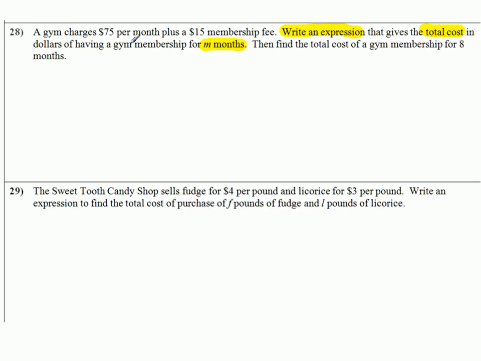So the gym charges $75 per month. As soon as I see where it says month, I'm going to put the letter M. So when I write this, $75 per month, that's where the M is going to go. This is part A, write an expression. Plus, it even says it for me, plus a $15 membership fee. So my final cost for M months is going to be 75 times M plus 15.